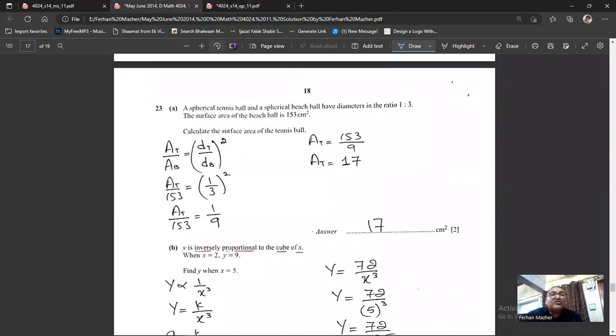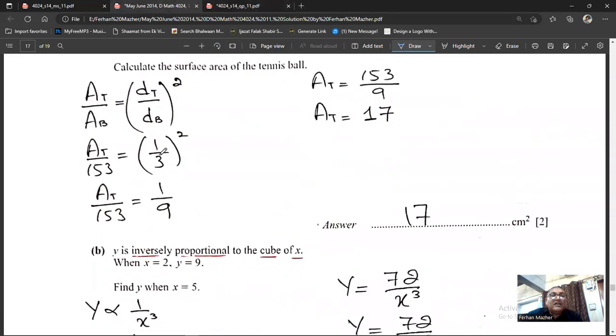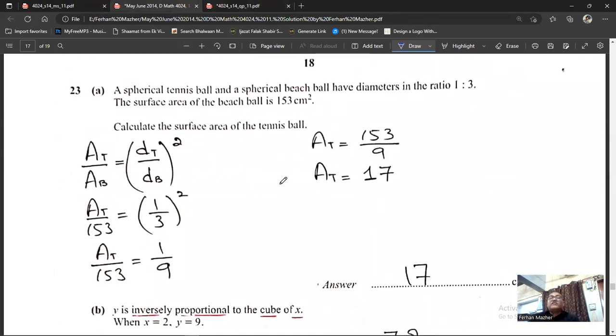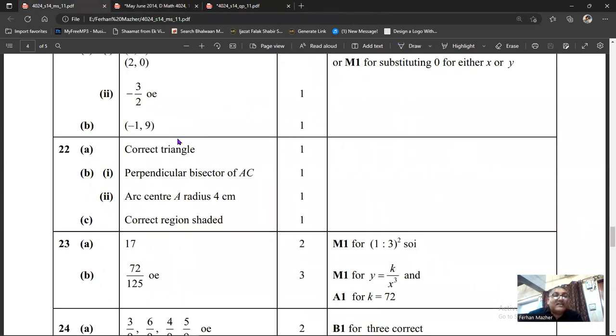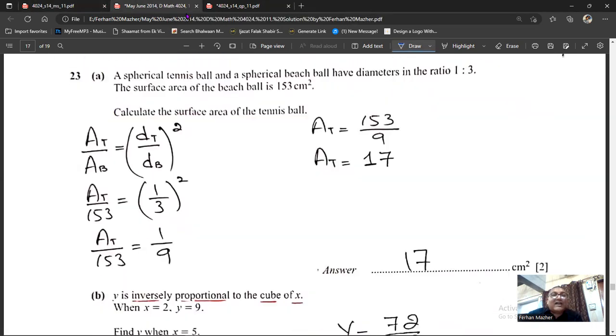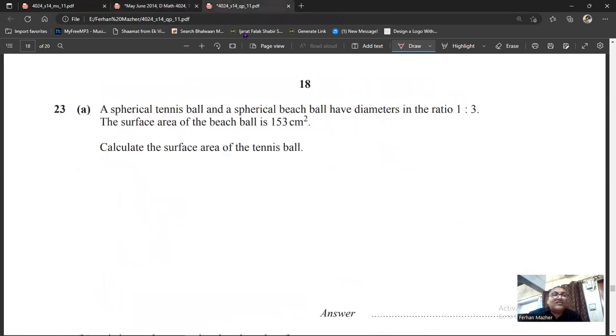The ratio of the areas of similar figures is equal to the square of the ratio of their diameters. So AT divided by AB equals (DT by DB) whole square. AT is the question, AB is the beach ball, and its surface area is 153. Its diameter is 1, its diameter is 3, whole square. It is 1 by 9, so AT will be 153 divided by 9, and that is 17. Let's check. 17 is the right answer, so this answer is right. Hopefully you understand.